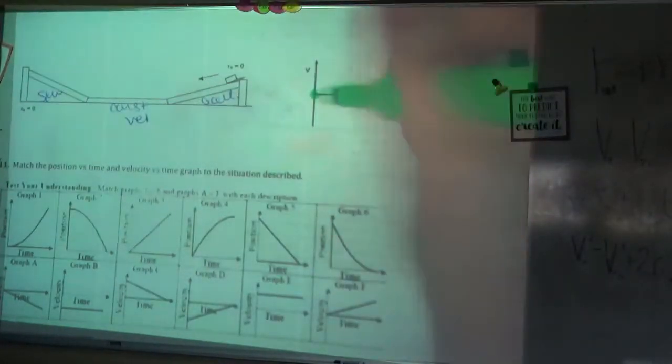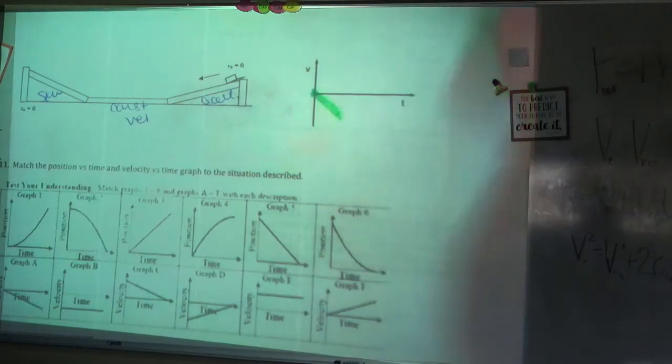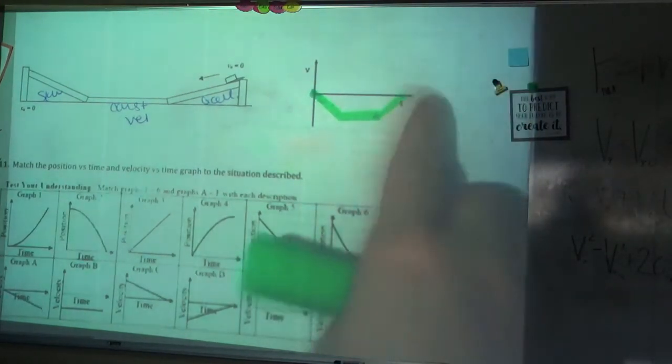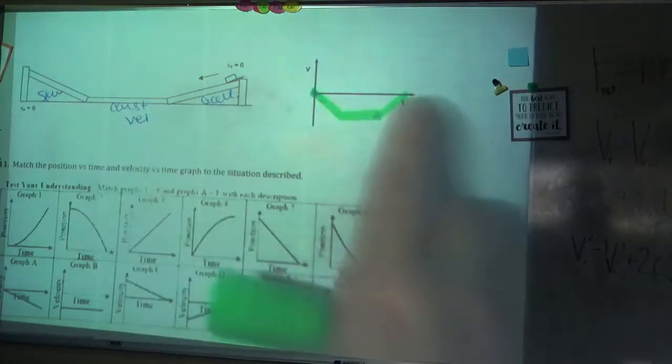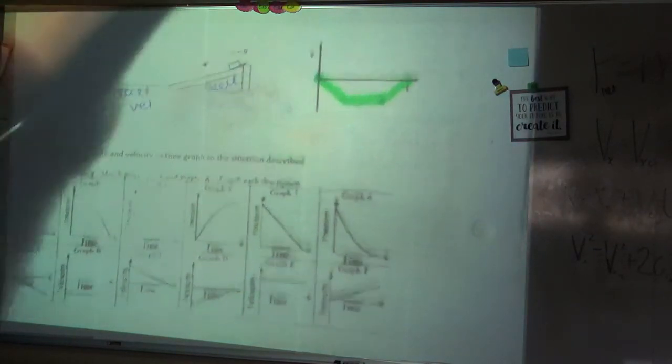So I'm going to start with some velocity going down because it's accelerating in the negative direction, then it stays at a constant velocity, and then it slows down back to 0. So this would be the velocity graph for this situation.